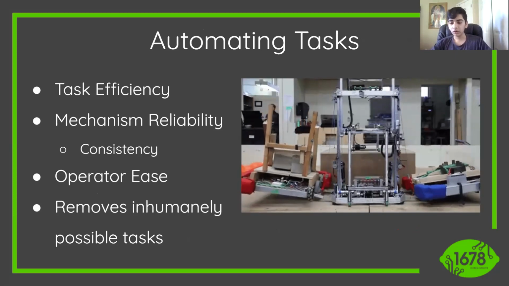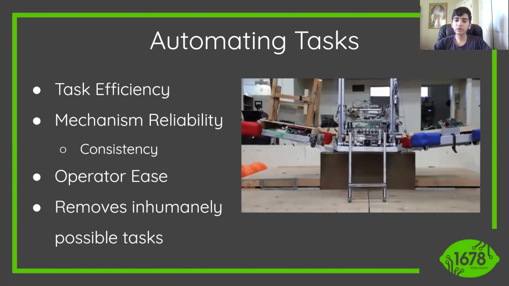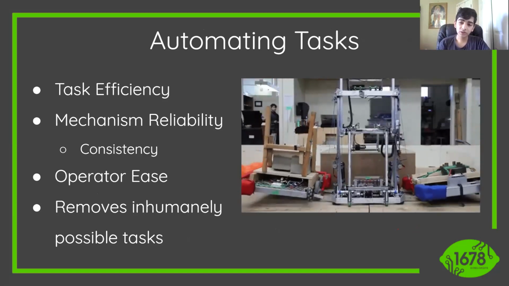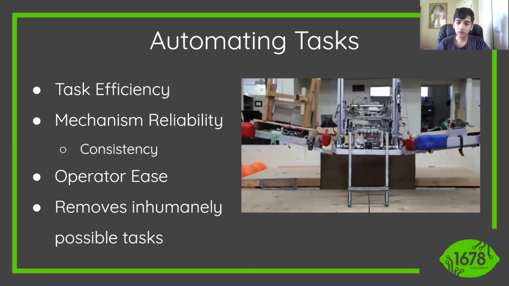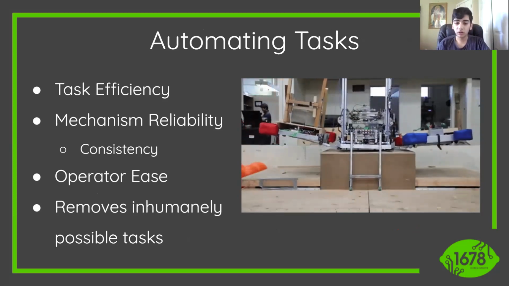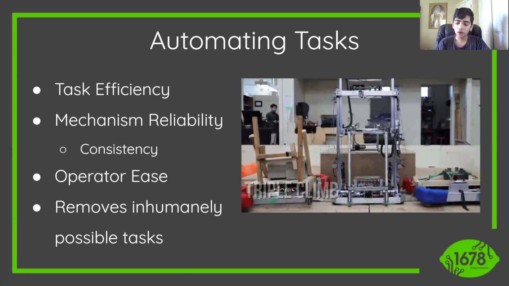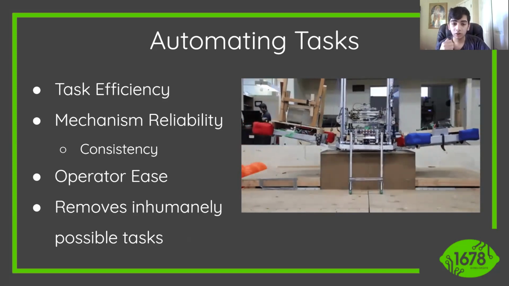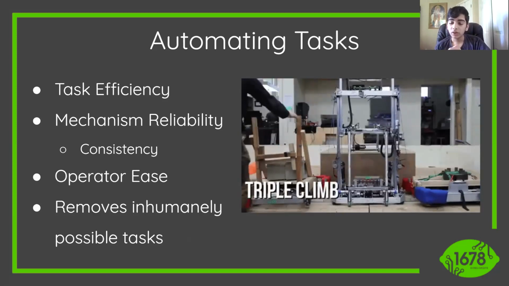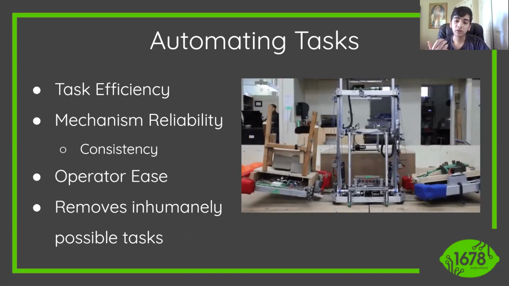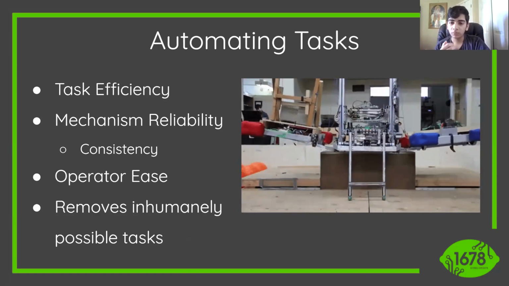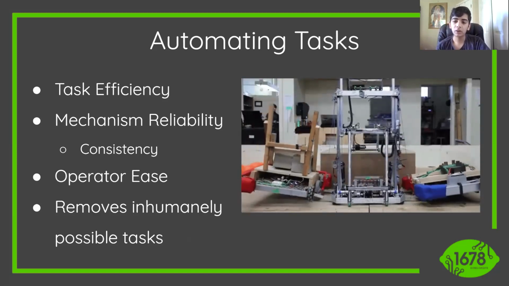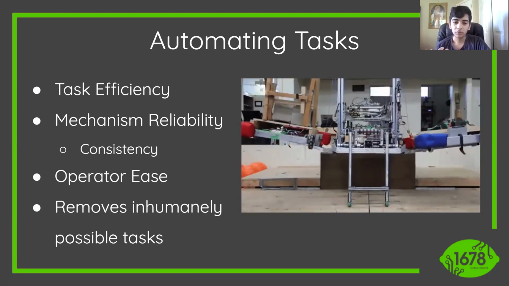So I think auto development really brings in the important aspect of automating tasks as a whole, right? Task efficiency is something that 1678 really focuses on even throughout our teleoperated period, right? Because we want to make sure that the tasks that we know we have to complete in a match are as robust as possible, right? So the example you see in this slide is our 2019 triple climb, right? To go through this process of understanding why we need to automate tasks, I'll discuss it in reference to this climb.